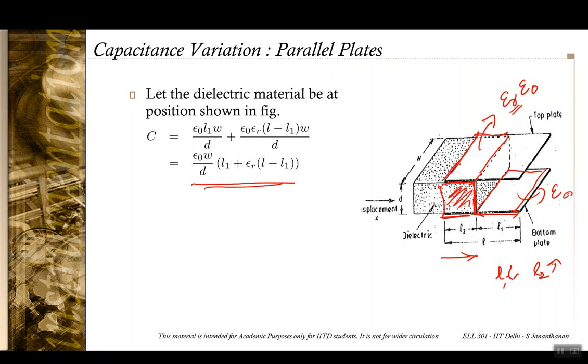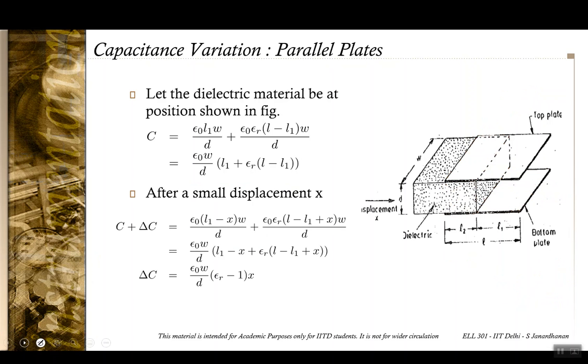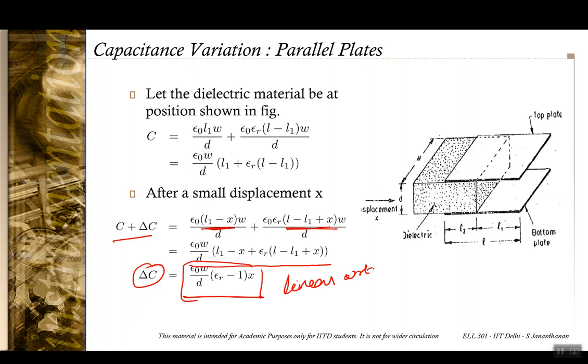Or the length with epsilon 0 as the dielectric constant decreases, and the one with epsilon r epsilon zero is going to increase. That in effect would mean C plus delta C, where delta C is the change in the capacitance due to this motion, turns out to be this expression. It can be easily seen that this is what is happening. Delta C, the change in capacitance, is given by this expression.